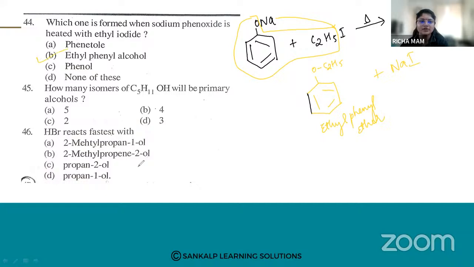So it is option number B, not A. You said phenetol, no, you will get option number B. Sodium phenoxide is this. When you heat sodium phenoxide with ethyl iodide, this O is minus, this is plus, so O will get attached to the C2H5 and NaI is formed. So ethyl phenyl ether.